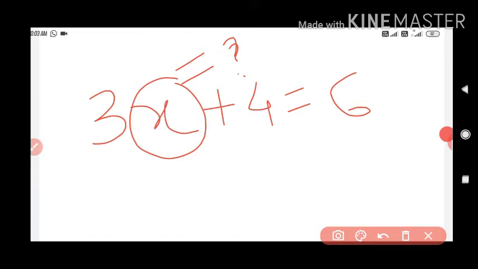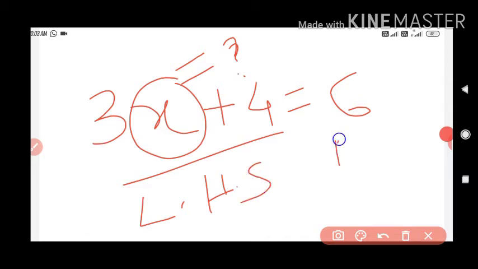What is this called? This is called the left hand side, isn't it? This is the left hand side. And this one is what? Right hand side. And these both are equal. Okay, these both are equal. Now we need to find the value of x. So how do we have to find it?